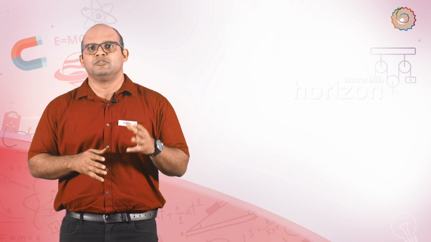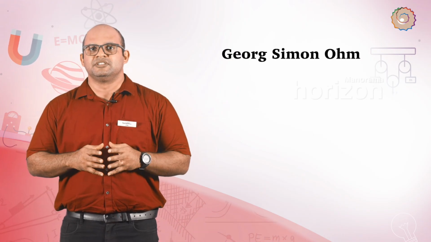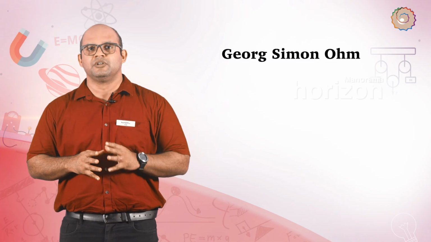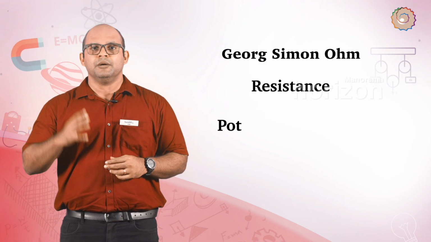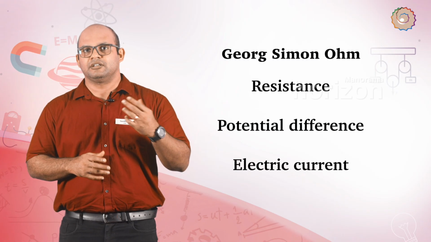The lower the resistance of a material, the better a conductor it will be. Materials with high resistance are known as insulators. They support almost no current. Georg Simon Ohm was a German physicist who discovered a very useful relationship between resistance, potential difference, and electrical current.